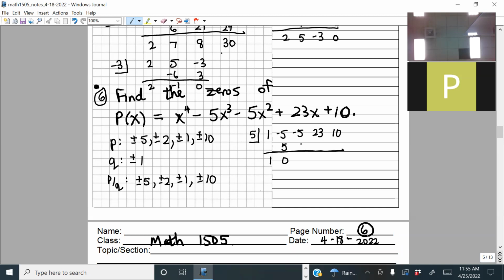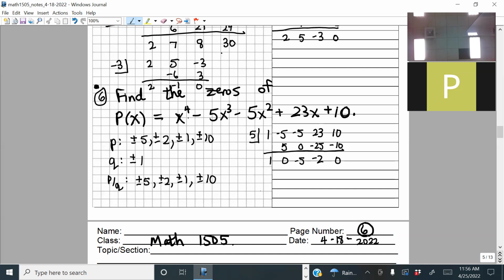5 times 0 is still 0. Now this is -5. 5 times -5 is -25. Add, you get -2. And 5 times -2 is -10. Yay, okay. So indeed, we get a remainder of 0. So we know that 5 is one of our x-intercepts. Now, that's one out of a possible 4, because 4 is just the maximum number. So there could be 3 more, but maybe not.